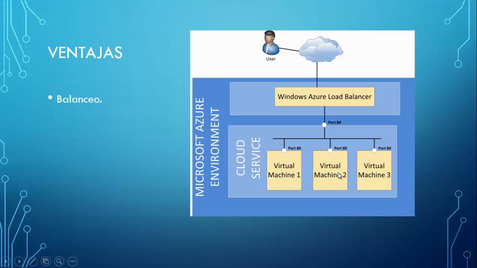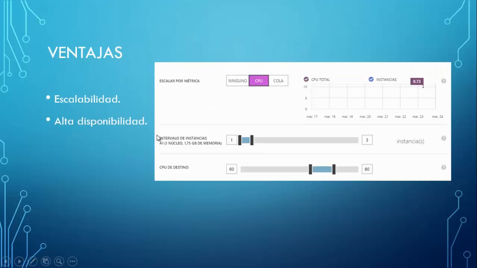And for example, if a virtual machine has a lot of CPU, we'll choose virtual machine 2 or 3. So this is one of the advantages. And another advantage is the scalability and high availability.